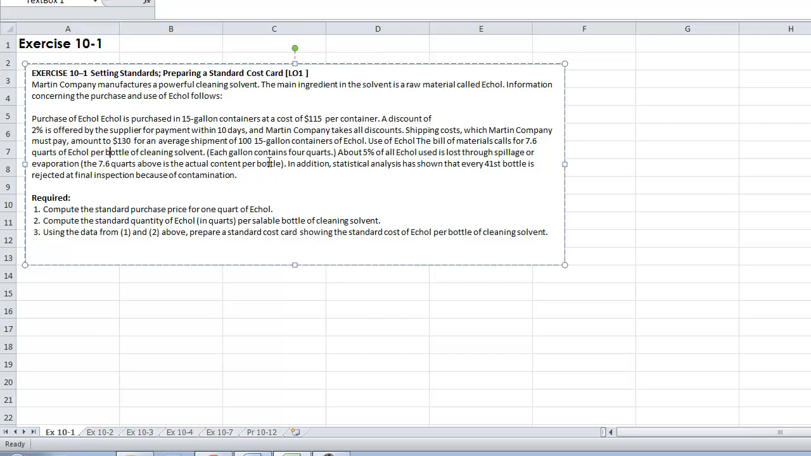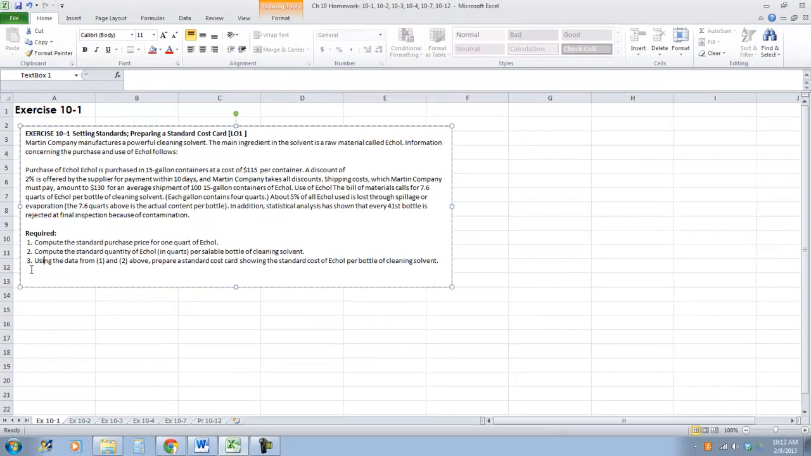Required. Step 1. Compute the standard purchase price for 1 quart of ECOL. Step 2. Compute the standard quantity in quarts per saleable bottle of cleaning solvent. And step 3, use the data from 1 and 2 and prepare a standard cost card showing the cost of ECOL per bottle of cleaning solvent.